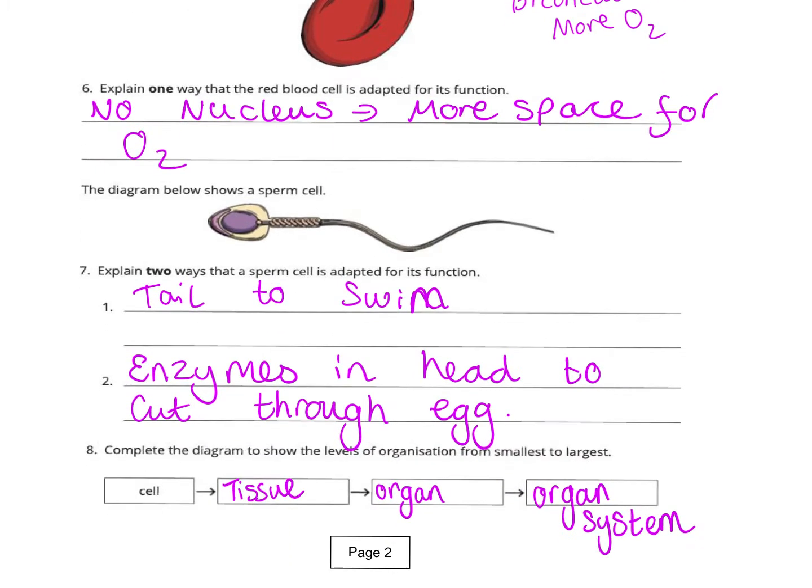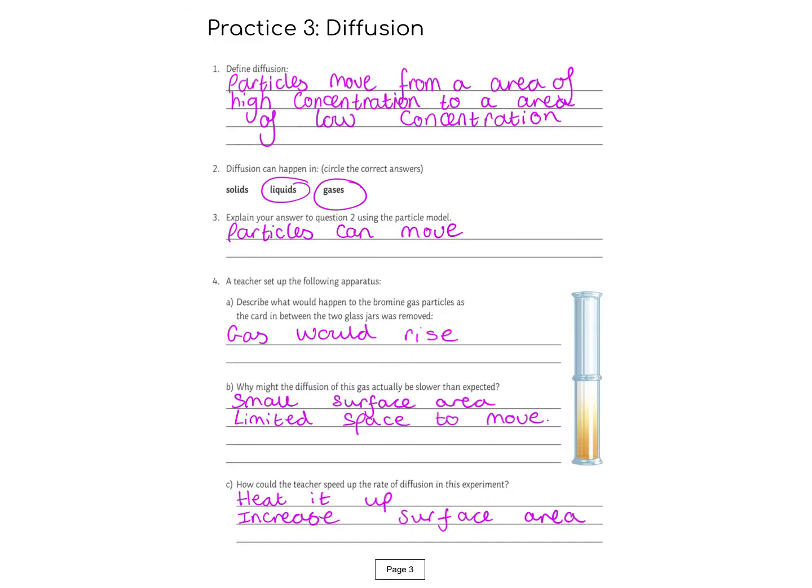Okay, explain how the sperm is adapted. It's got a tail to swim towards the egg, and enzymes in the head to cut through the egg. Again, this kind of thing: cells join together to make tissues, tissues join together to make organs, organs join together to make organ systems.